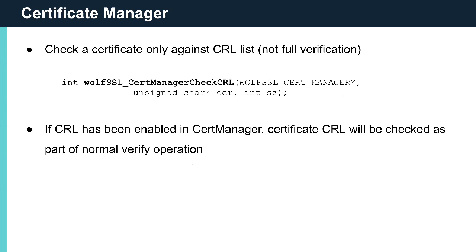To check a certificate only against the CRL list and not do the full verification against the intermediate and root CAs, you can call cert manager check CRL, passing in the certificate that you want to check. But otherwise, if you've already enabled CRL in the cert manager, it's already going to check CRLs as part of the normal verification process. So in that case, you wouldn't need to explicitly check the CRL again.